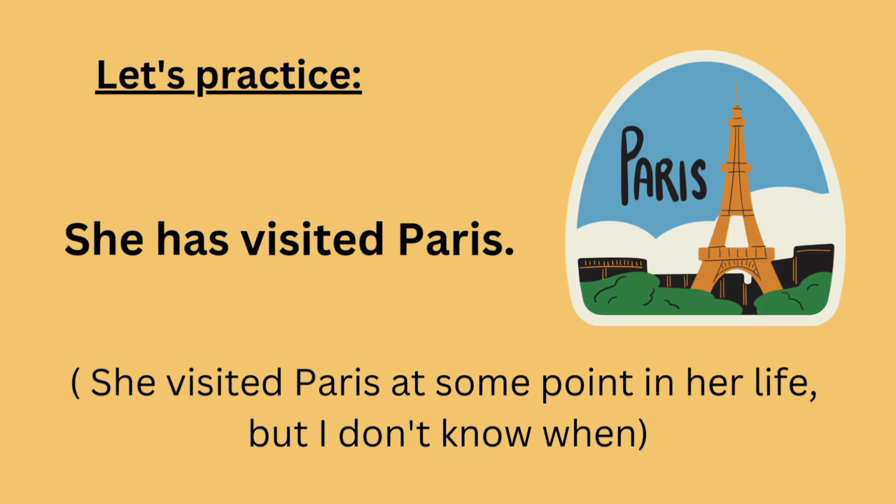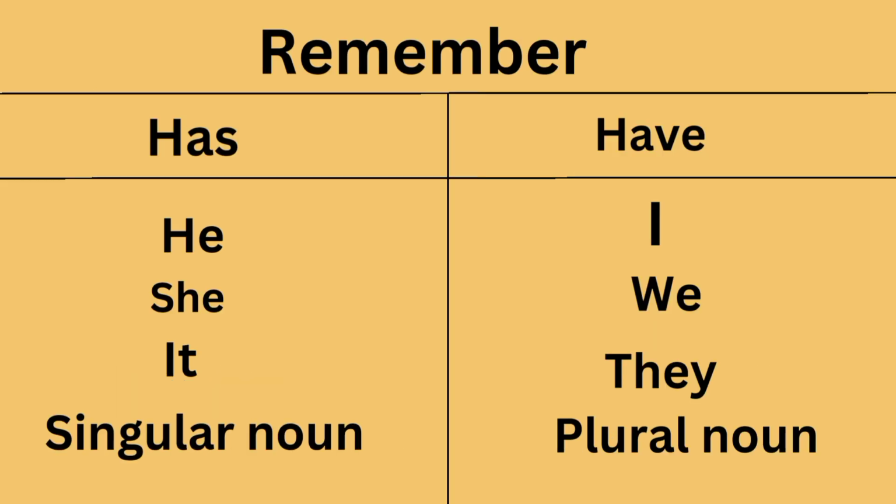Let's practice it with another example. She has visited Paris. She visited Paris at some point in her life, but I don't know when. Always remember, we use has with he, she, it and singular noun. And we use have with I, we, they and plural noun.